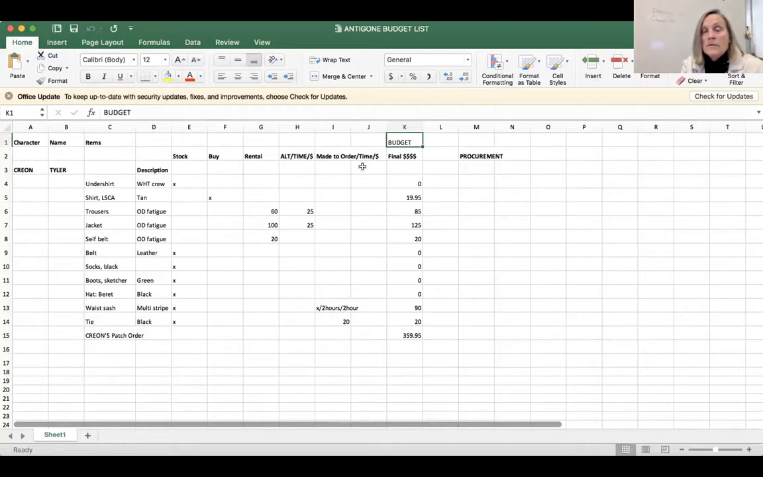Two hours is the time that it takes. I'm going to make the tie to order, which is going to cost me $20. That seems crazy. I should have put that over in buy. And then my budget for my final costume for this particular thing is going to be $359.95. Okay. So this tells me how I'm going to locate and provide each of these items. And this is the designer's responsibility in conjunction with the shop manager, because if you don't have a shop manager, you're doing it all yourself anyway. But this dressing list then prompts, how am I going to find that and how much is it going to cost?